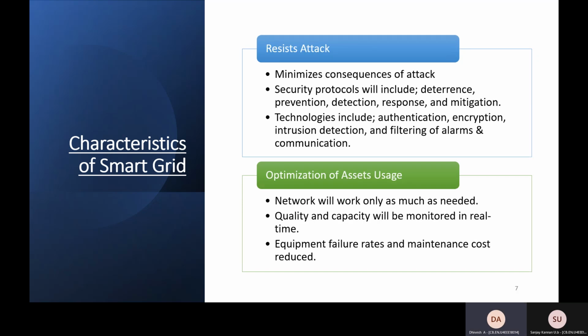The third one is resist attack. Here it minimizes the cyber attack. So the encryption and the filtering of alarms and communications are the technologies which are included. The fourth one is optimization of assets usage. So it refers to activities undertaken to improve the performance and efficiency of electricity transmission and distribution system by grid operators.